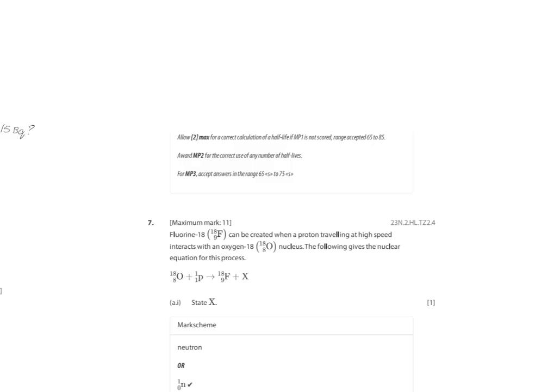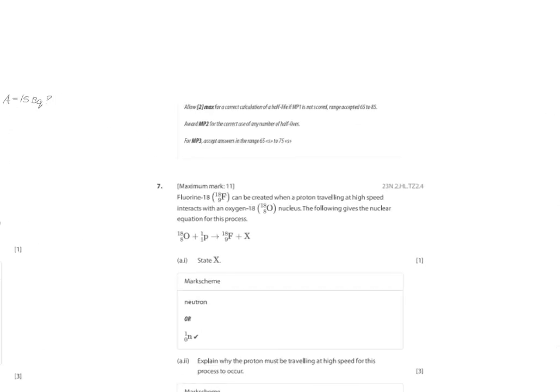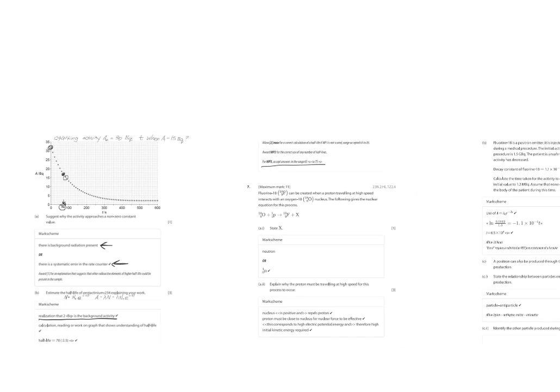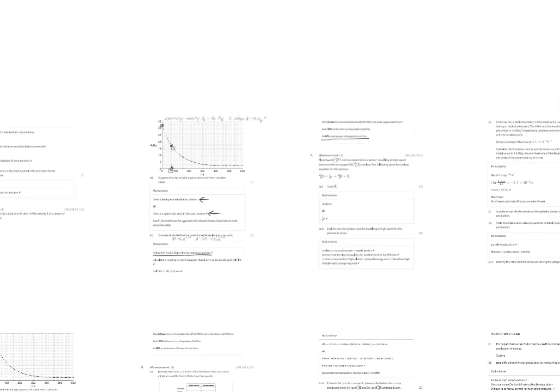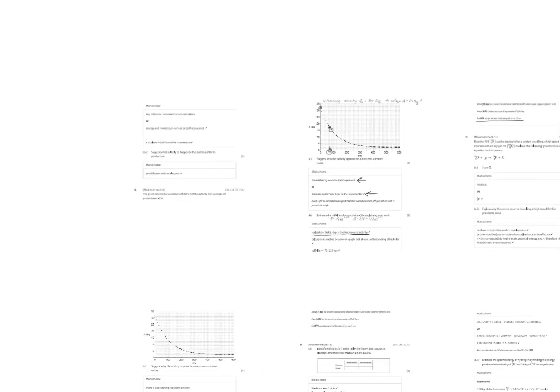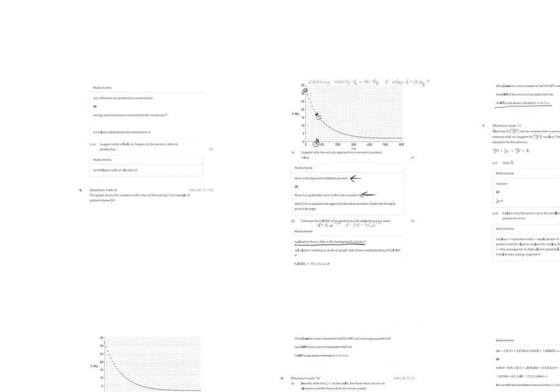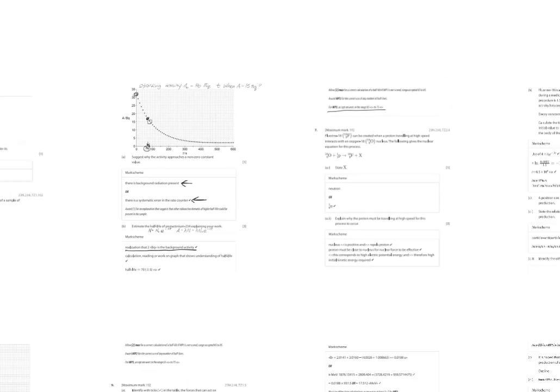They do say the 2 points if you calculate the half-life. The range accepted is 65 to 85, but it says that for the third point on that question, you have to be between 65 and 75. So there you go. I bet so many people got 2 out of 3 on that question. And that's it for number 6. Maximum mark is 4 in short questions.